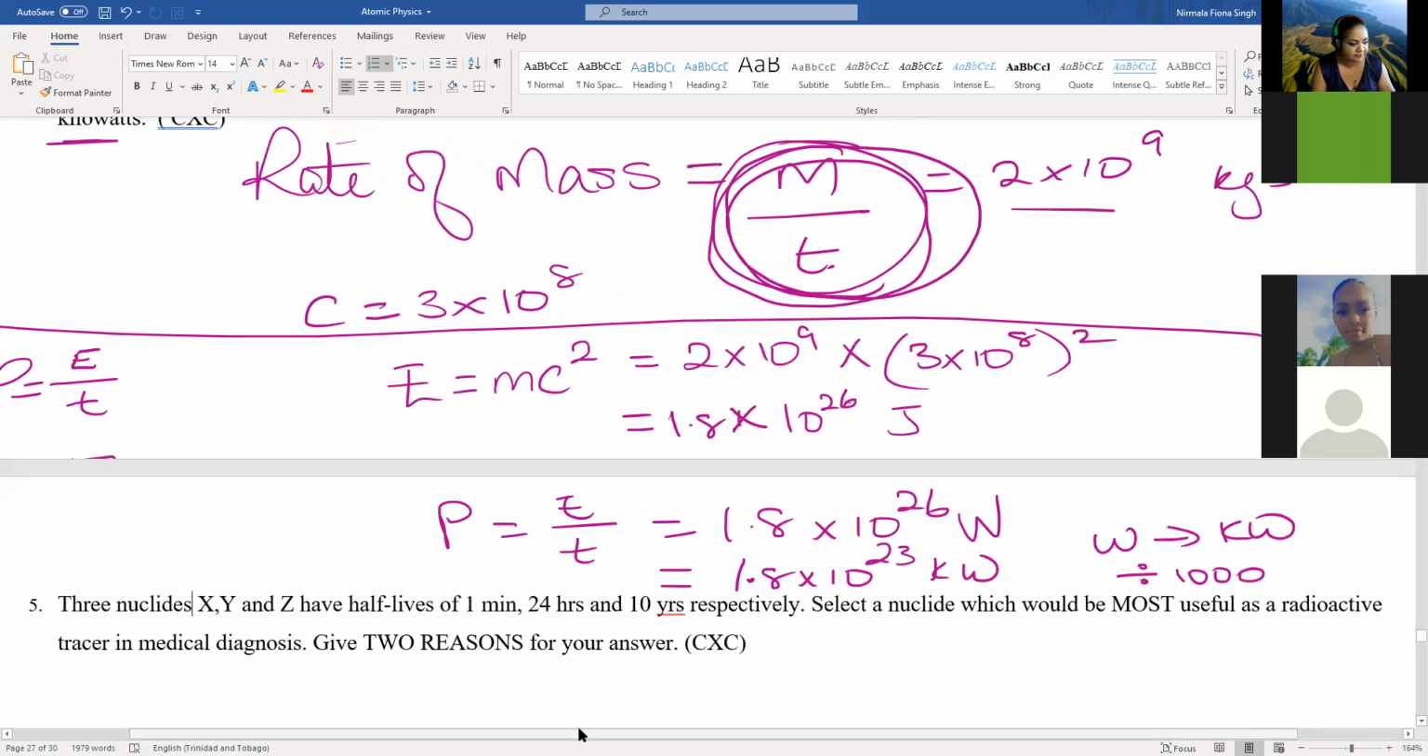Question 5, 3 nucleides X, Y, and Z have half-lives of 1 minute, 24 hours, and 10 years, respectively. I will have to send you a handout. A question.